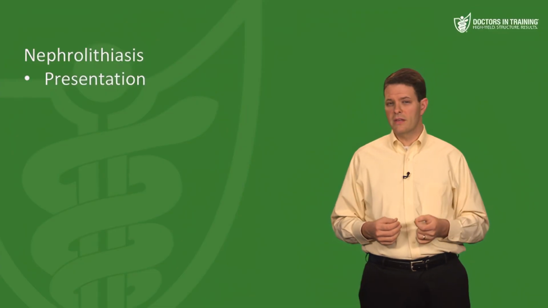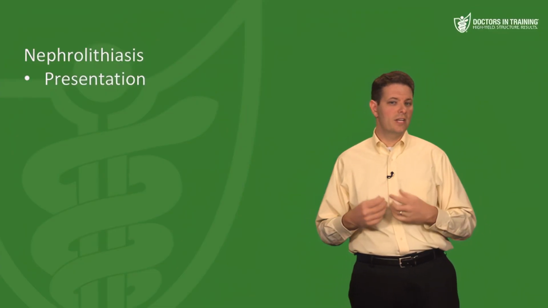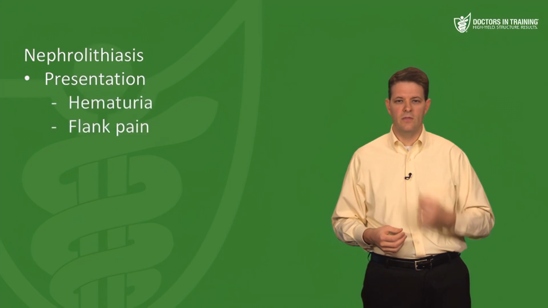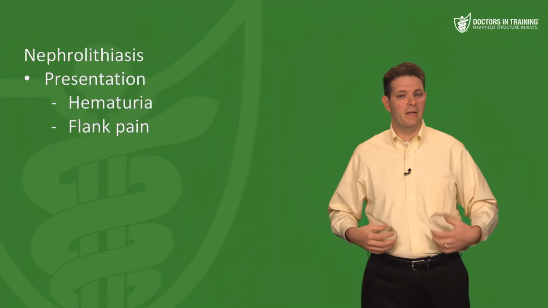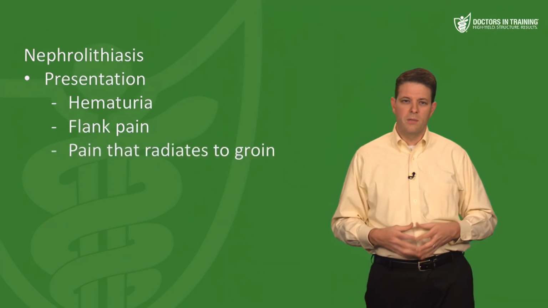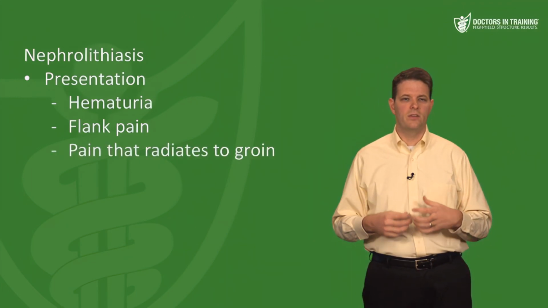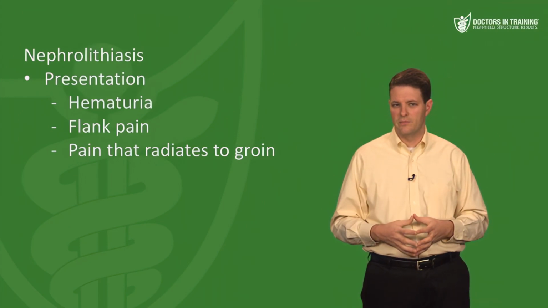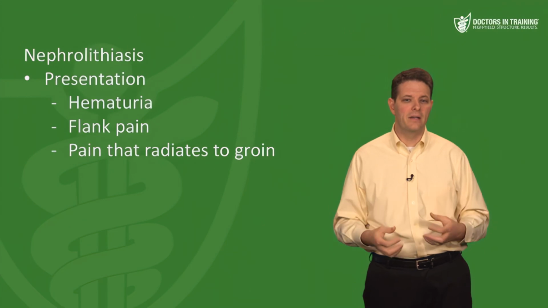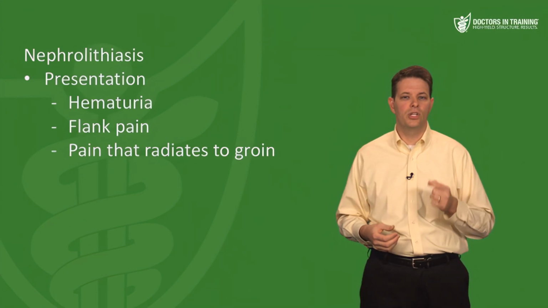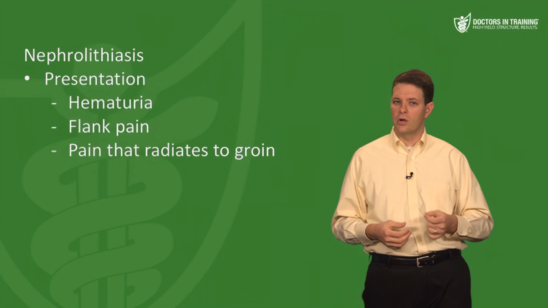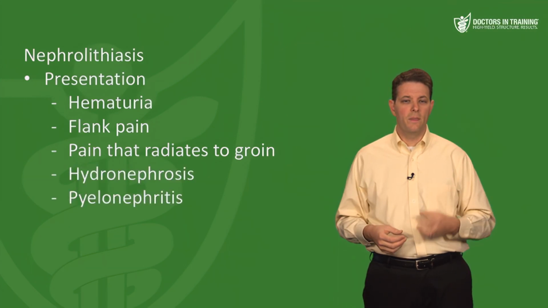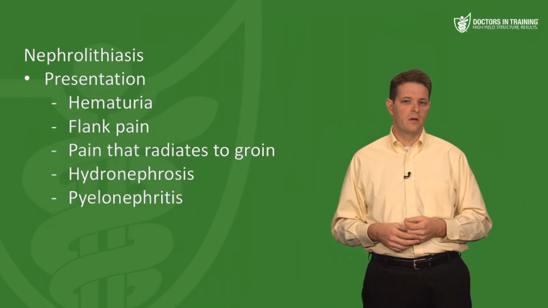Now, for the clinical presentation, I mentioned that kidney stones can cause tissue damage as they pass through the urinary tract. And this can lead to hematuria, flank pain, and abdominal pain or back pain that radiates to the groin. The pain can be really severe, and you often see these patients writhing in the bed because they can't get comfortable in any position. And stones can become impacted, especially at the ureterovesical junction, or possibly higher up in the ureter. And if the stone obstructs urine outflow, that can lead to hydronephrosis or even pyelonephritis.